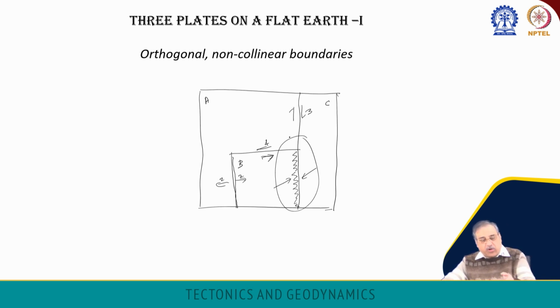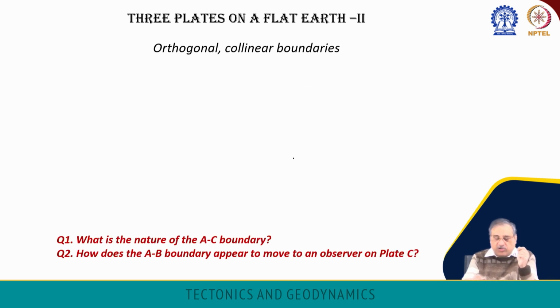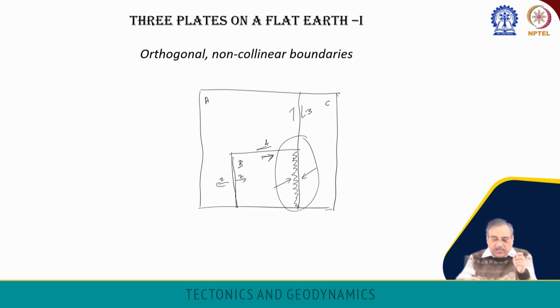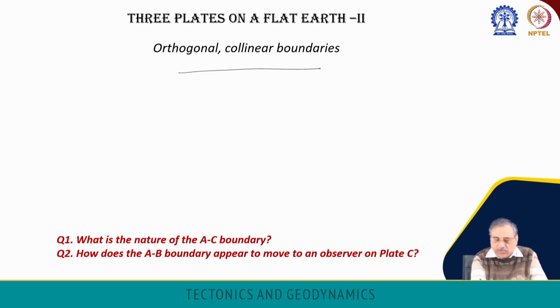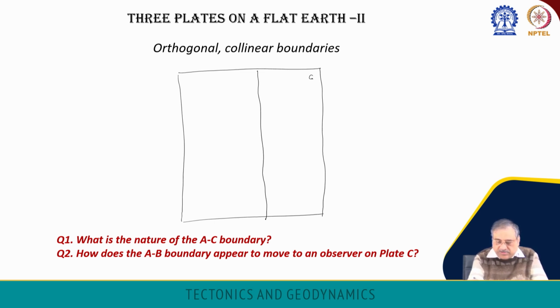Now, we've talked about orthogonal boundaries. These are all orthogonal and they are also non-collinear. So this boundary is not collinear with this. But suppose we had a system which was a little different. Let's make it apparently simpler. Let's again think of a system where you have orthogonal boundaries and collinear boundaries. So if you have again a 3-plate system, let's call this plate C, let's call this plate A, and let's call this plate B.